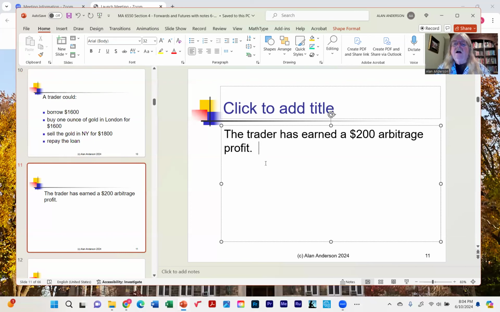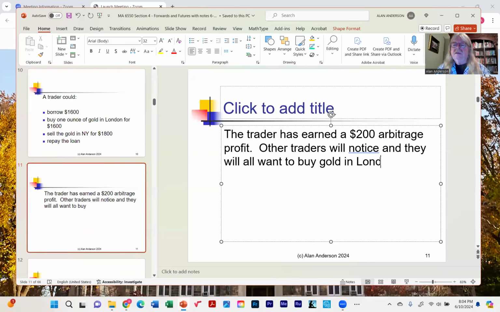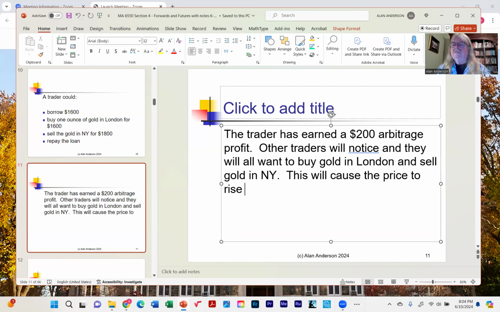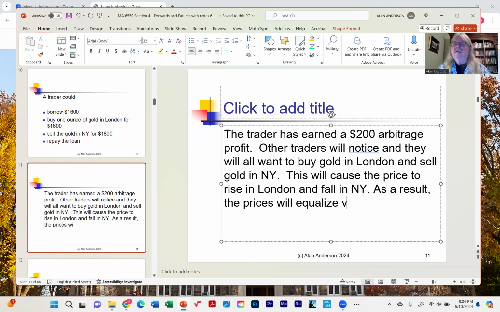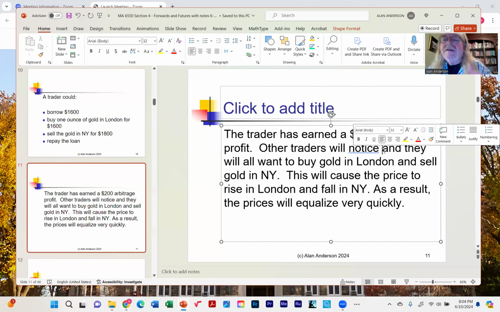Now, here's the thing though. Other traders will notice this. They will all want to buy gold in London and sell gold in New York. This will cause the price to rise in London and fall in New York. As a result, prices will equalize very quickly.